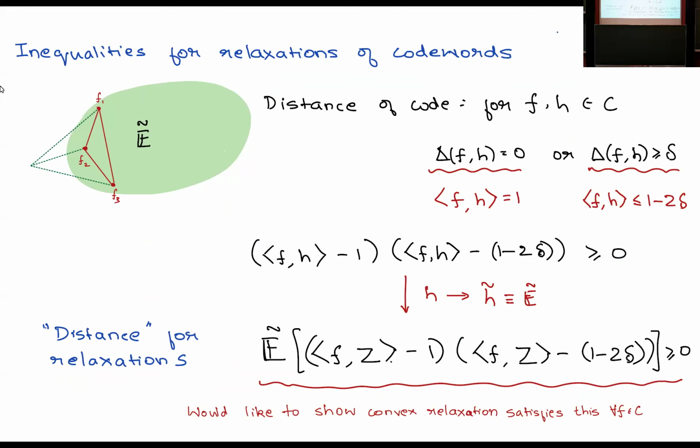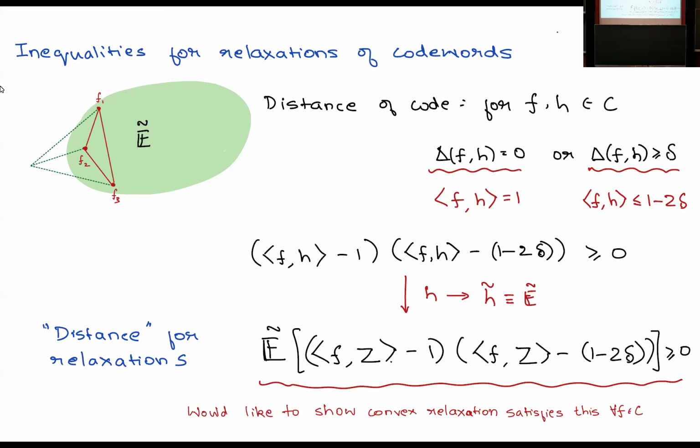And remember, all we needed was that this proxy satisfies some notion of distance for the code. What's the distance of a code? It's just this quadratic inequality: if you have f and h, which are two code words, then either they're equal, so the inner product is 1, or it's smaller than 1 minus 2 delta.